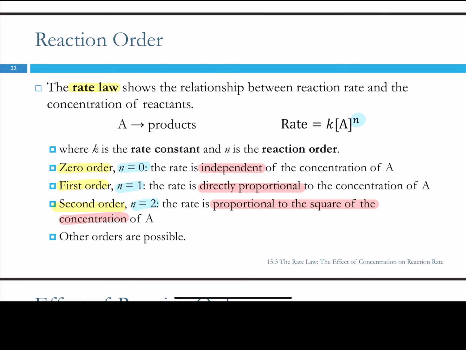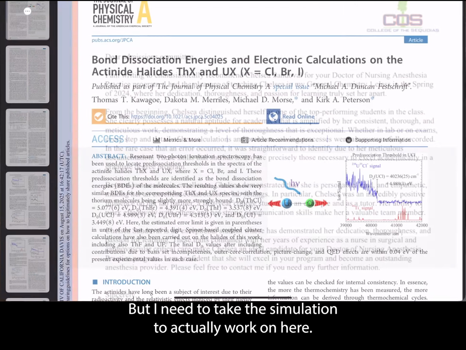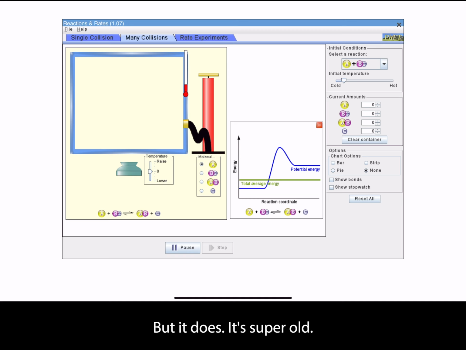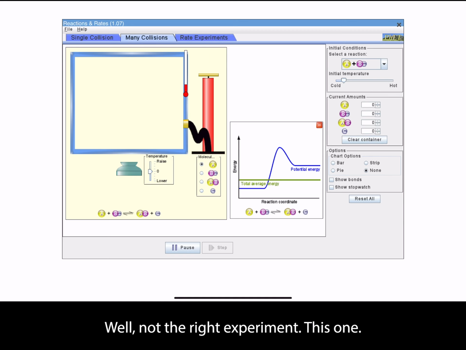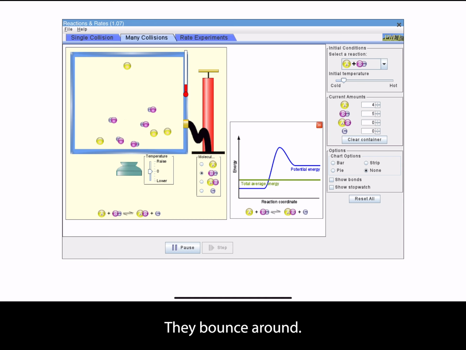Actually, oh yeah, I'll show you this first. So we left off talking about reaction orders, but I didn't think the simulation would actually work on here, but it does. It's super old. Well, not the rate experiment, this one. Yeah. So we had some of those. We had some of these. They bounce around.